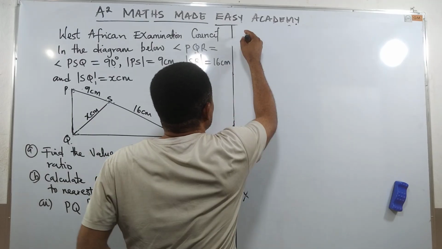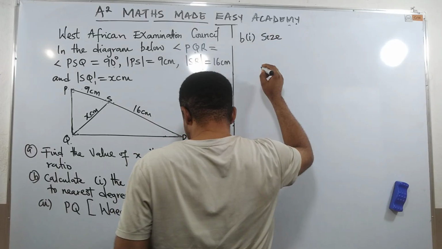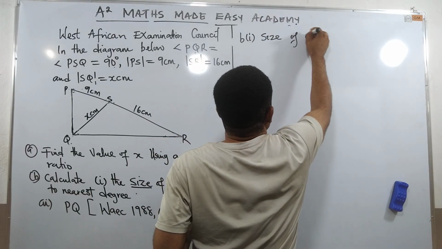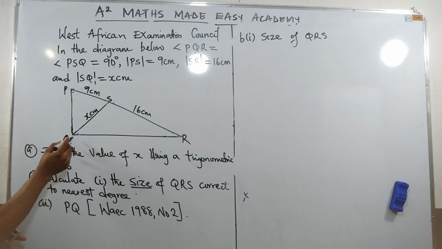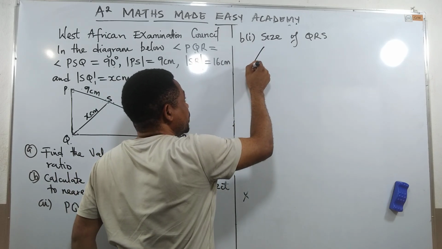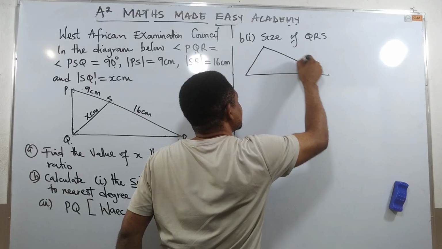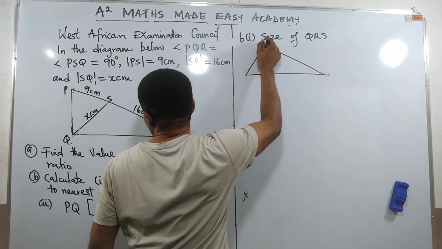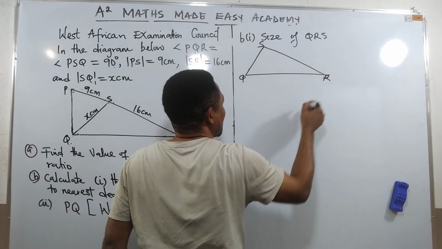Alright, so let's move to question number BI. BI says the size of Q arrow X. Look at it, Q arrow X. Then from the diagram, look at it. This is Q arrow X. I'll still draw it like this. Are you with me? Just like this. Look at how it goes, something like this. This is S, this is Q, and this is I.